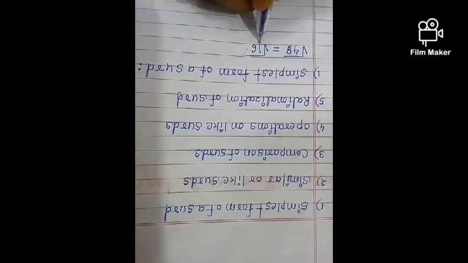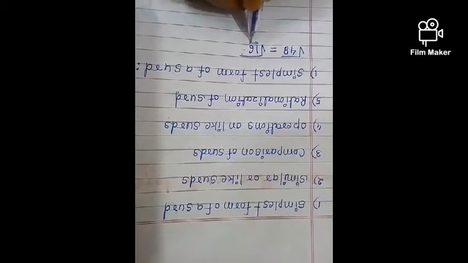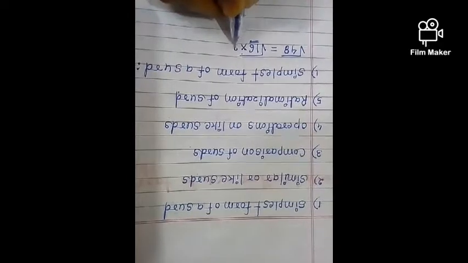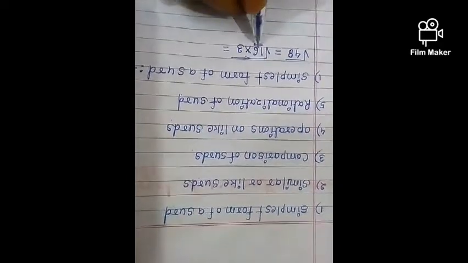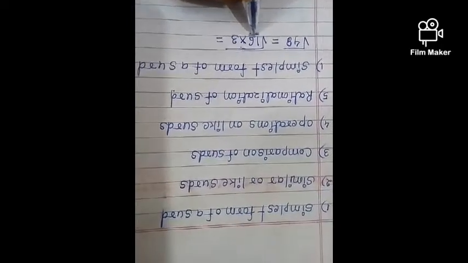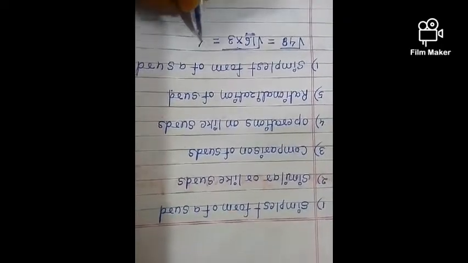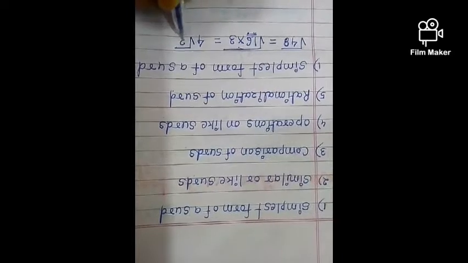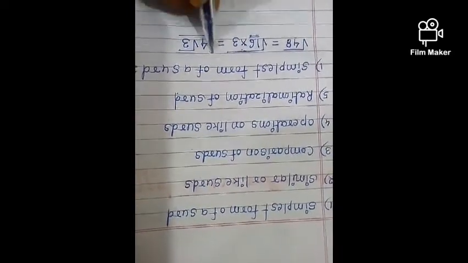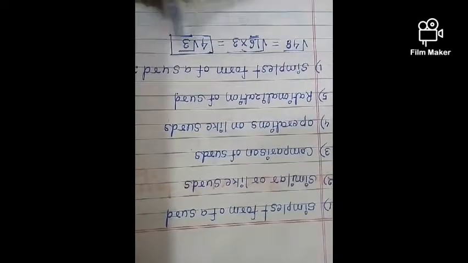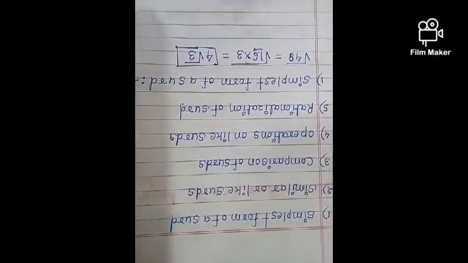So 16 is a perfect square, square of 4. 16 times 3 is 48. So students, take the square root of 16, which is 4, under root 3. So this is your answer. This is the simplest form of the surd.